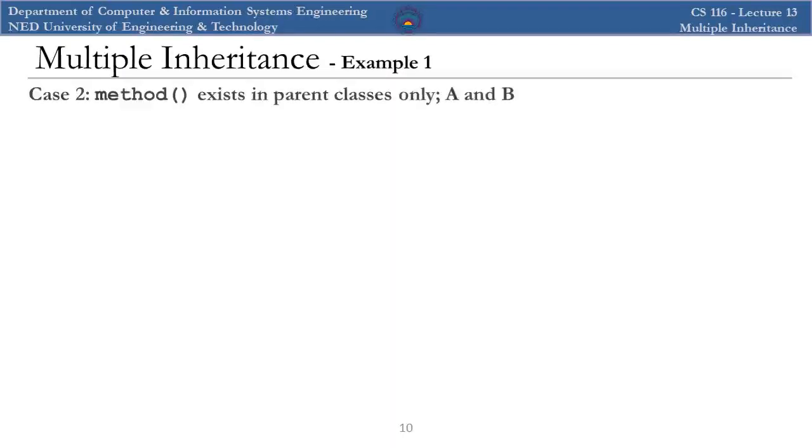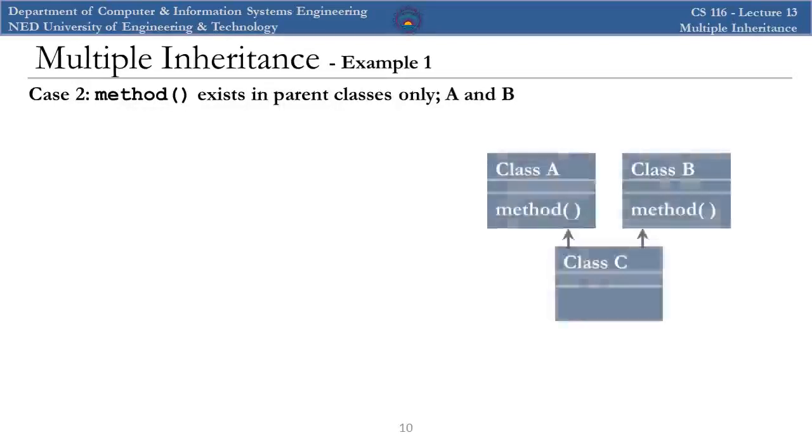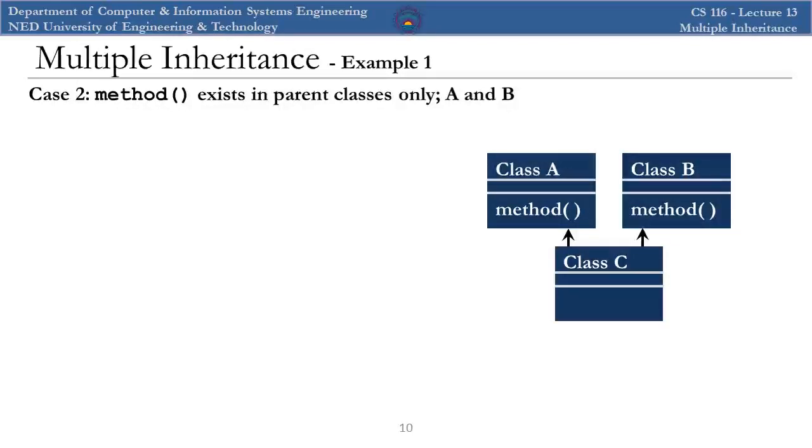Okay, now this is case 2. Here we are not implementing that method in class C. So this is the scenario. Now let's see which method is accessed. According to our strategy, or the search strategy that I explained, class A's method should be accessed because class A was placed on the left hand side. So let's define it the same way.